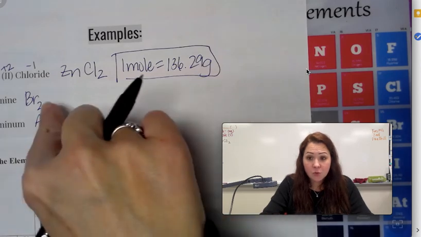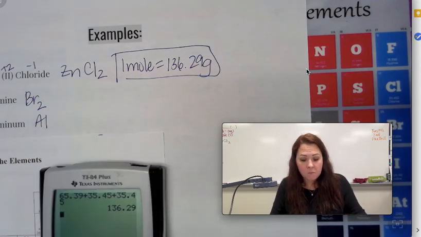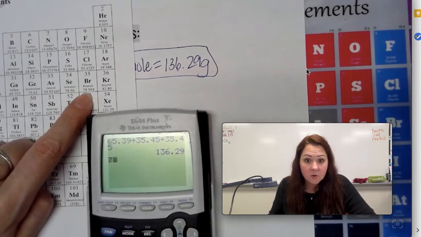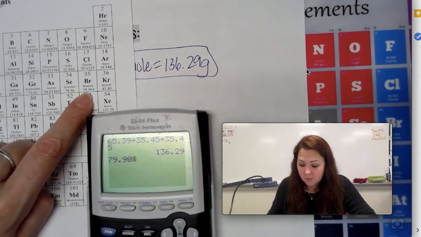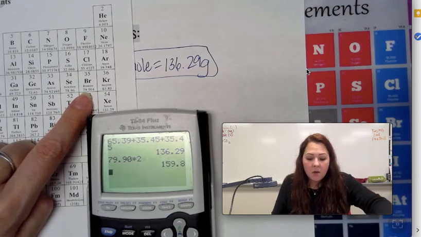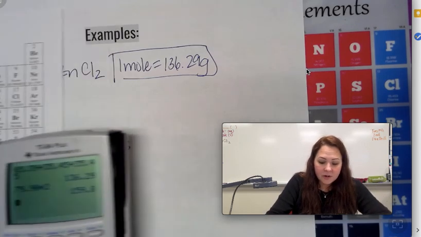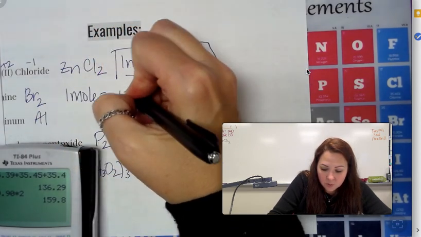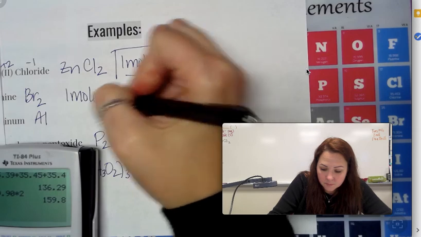Bromine is Br2. That means that I have 2 bromines there. So I'm going to take 79.90 and add that 2 times. So I'm going to put times 2. Save a little bit of work. So when I go to write my answer here, 1 mole of bromine has a mass of 159.80 grams.